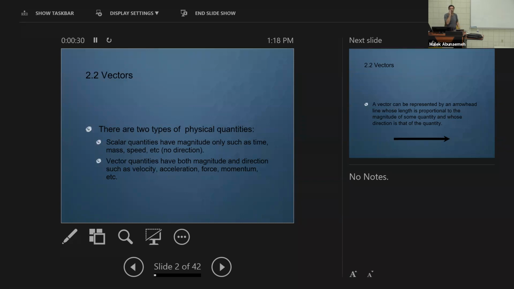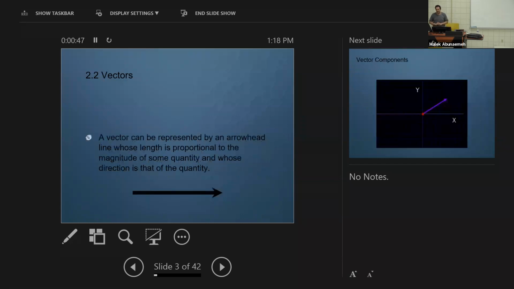So let's say you're moving to the right, and I give you a force going in the same direction to the right that you're going. Then what's going to happen? You're going to increase your speed. But if you're going to the right and I give you a force opposite of your direction, let's say to the left, you're going to decrease your speed. So the direction matters for vector quantities.